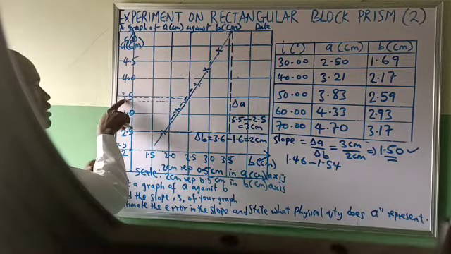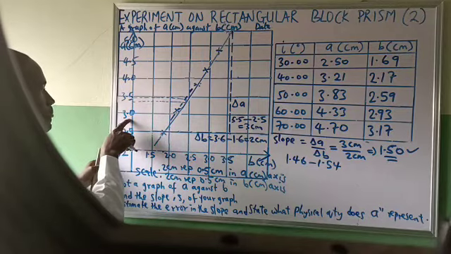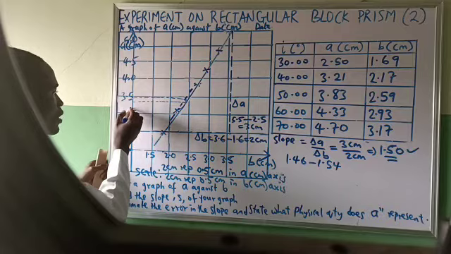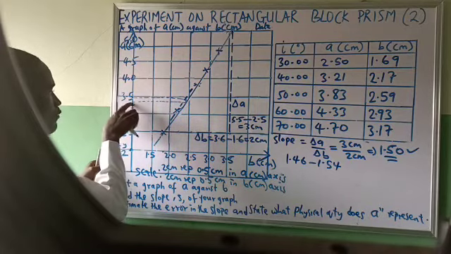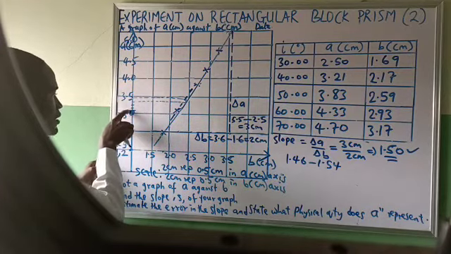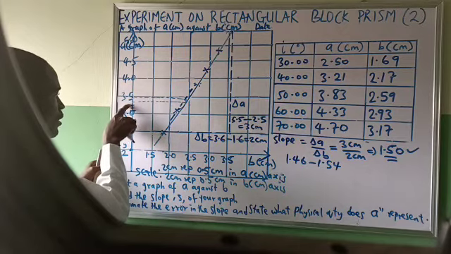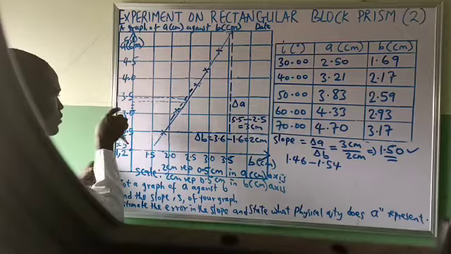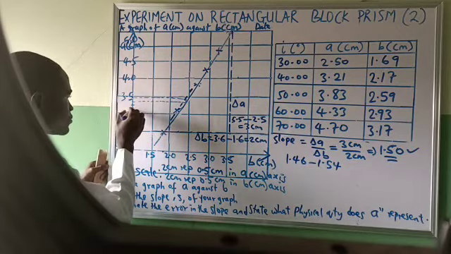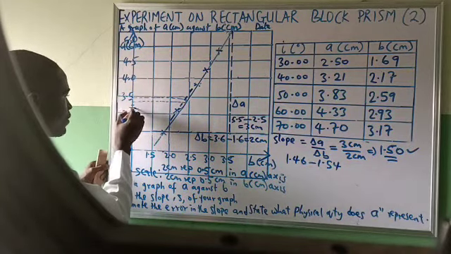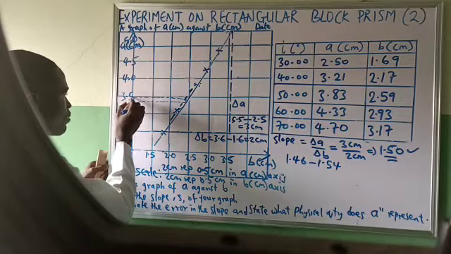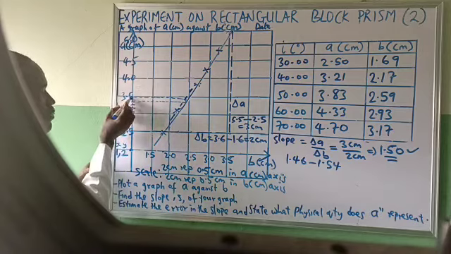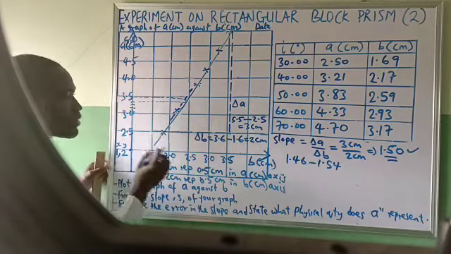I can call this 3.5, this is 3, 3.1, 3.2, 3.3, 3.4, then 3.5. So I can take here to be 3.4, take here to be 3.3.